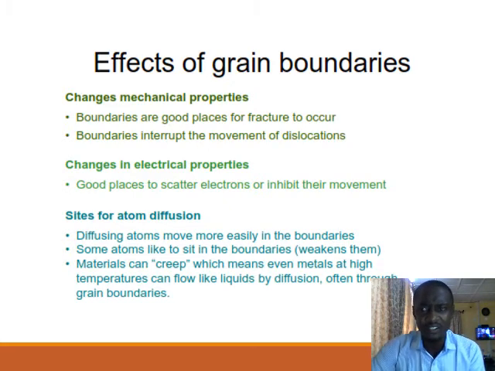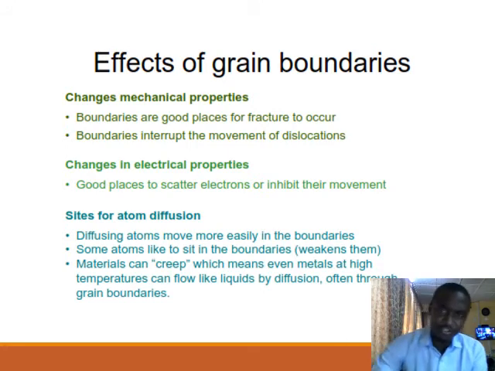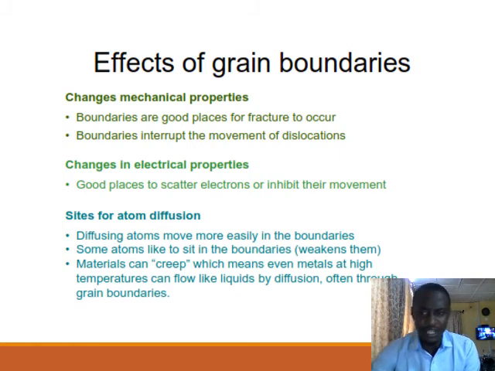So what are the effects of this grain boundary? Very important. The grain boundary can change mechanical properties of the material. What it means is that the boundaries can serve as good places for fracture to occur. Also, they can hinder the movement of dislocation. So for instance, if you want to obstruct fracture growth, you can achieve this by introduction of grain boundaries. And if you want to hinder dislocation so that you strengthen the material, you can also introduce more grain boundaries and all what have you.